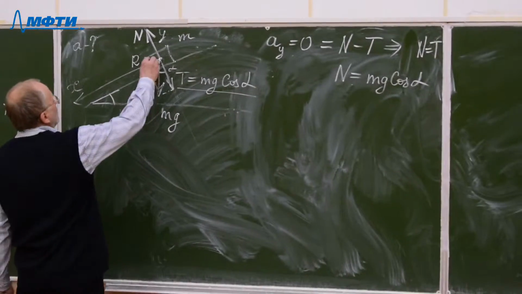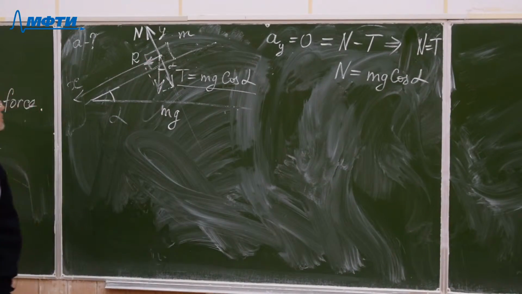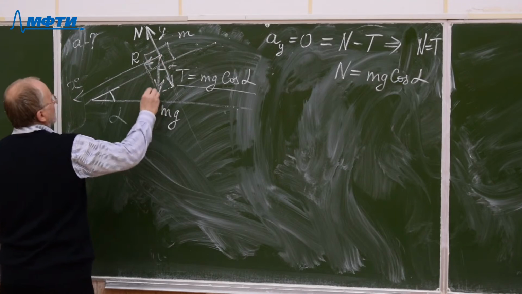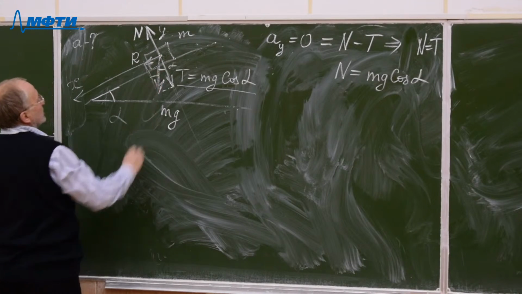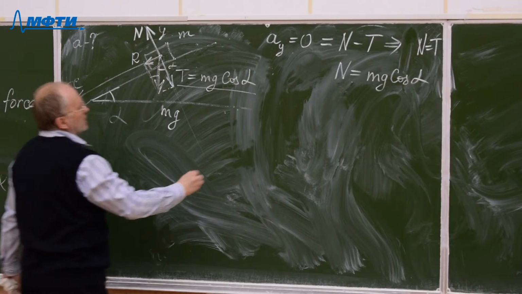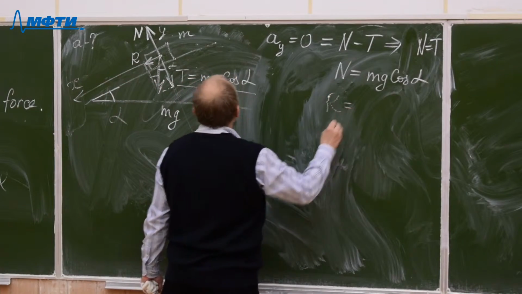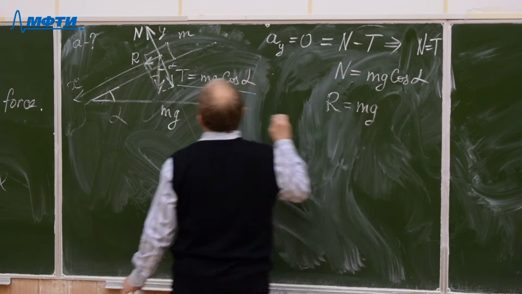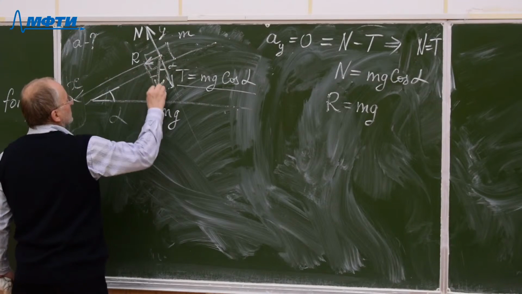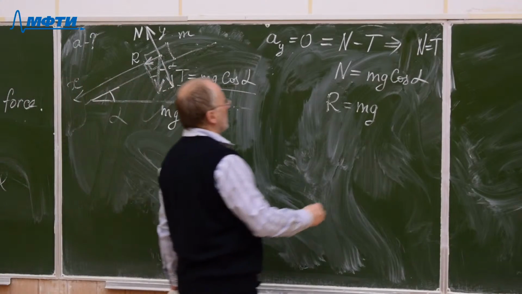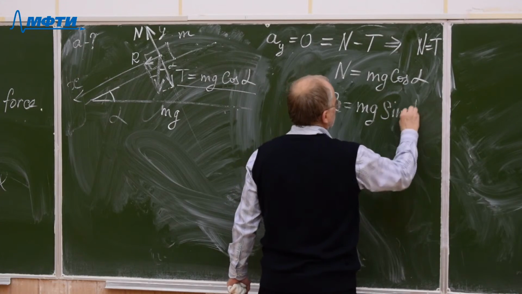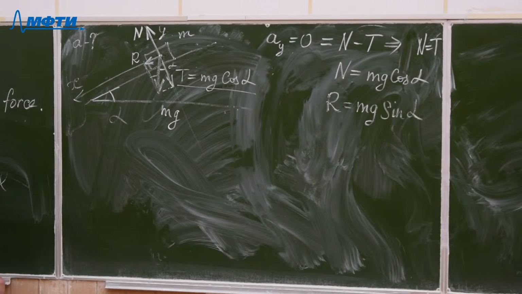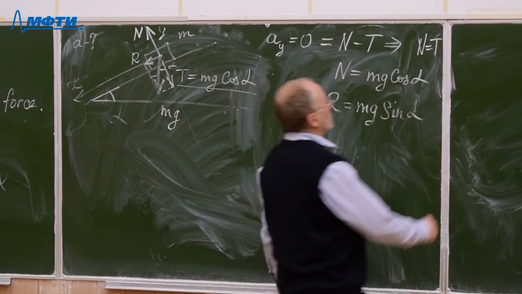And now, if we consider this right triangle, then alpha is here, and the force R can easily be calculated from geometrical considerations as mg, the length of this section, times sine alpha. I hope you remember all these formulas from geometry.